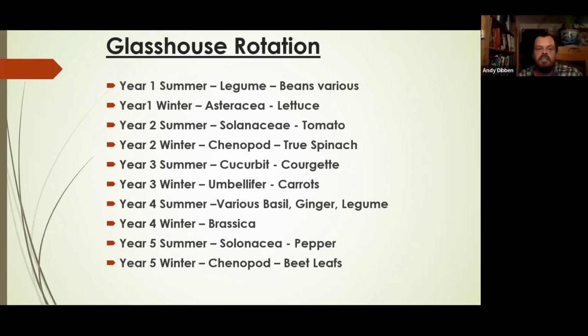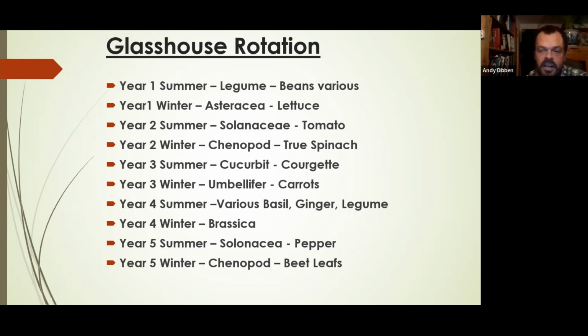So these are the actual rotations. In the glasshouse, we go legumes, so various beans for a summer, followed by lettuce for a winter, followed by tomatoes for the next summer. Then we're on to chard pods for the winter. Then we're on to cucurbits, so that's early courgettes the following summer, sometimes followed by melons. And then we go into carrots for the winter. And then the following summer it's a mixed bay.